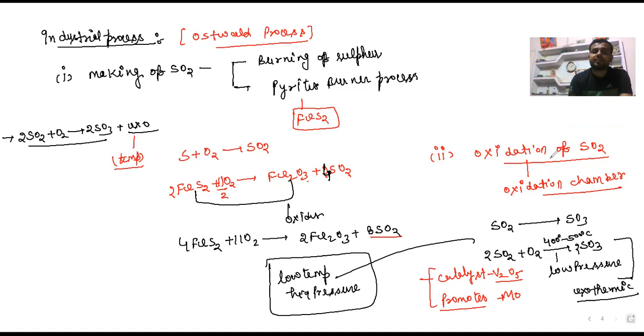Right? Okay. The next thing, beta, the third part, because we are having SO3 now and we want to convert it to H2SO4. So what we have to do, the third process is conversion of SO3 to H2SO4.